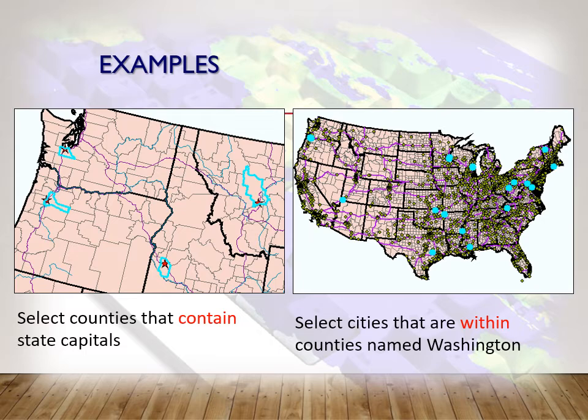Select counties that contain state capitals. That's kind of interesting. Or select cities that are within counties named Washington. There are a lot of different ways to do this. And one thing you'll learn in a little bit is we can do both a spatial and an attribute query. We usually do those in sequence, but you can do both to make your GIS queries even more powerful.